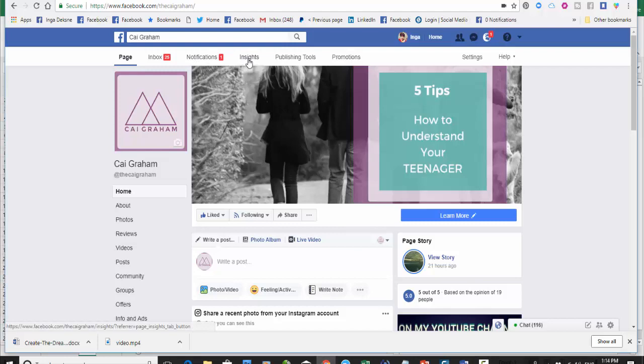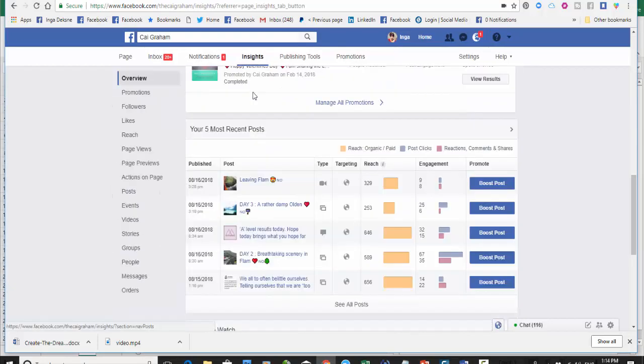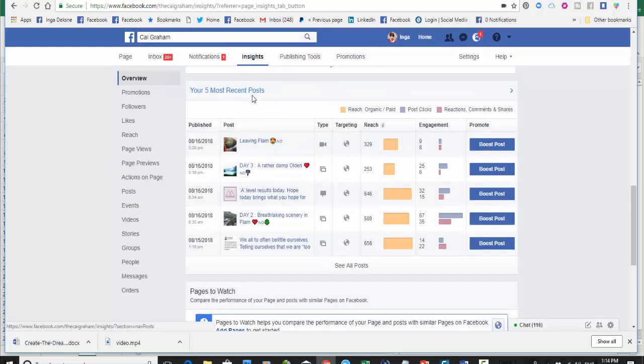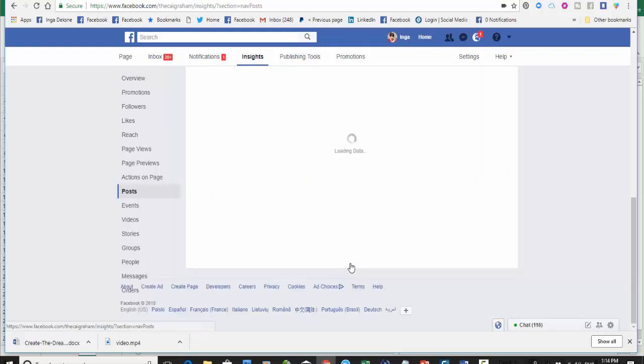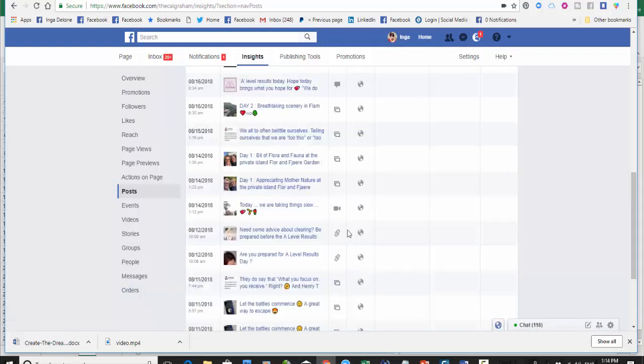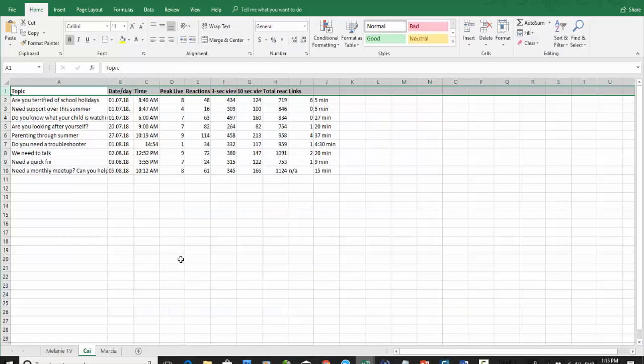So we need to click on Insights, and we need to scroll down to where it says your most recent posts, and we click See All Posts, and we are looking at icons that show you that it's a video view. I was using an Excel spreadsheet, but you can create a table in a Word document, or you can even write it down. But you need to choose the criteria you want to look at.